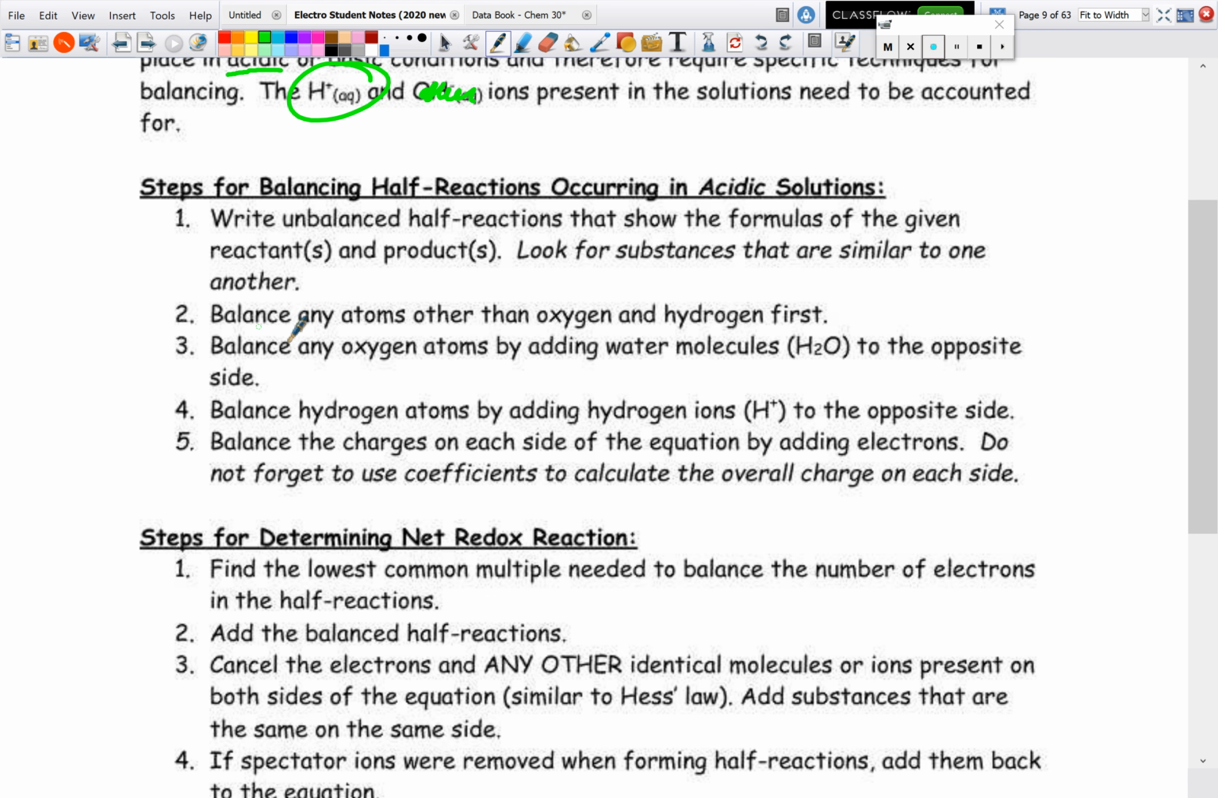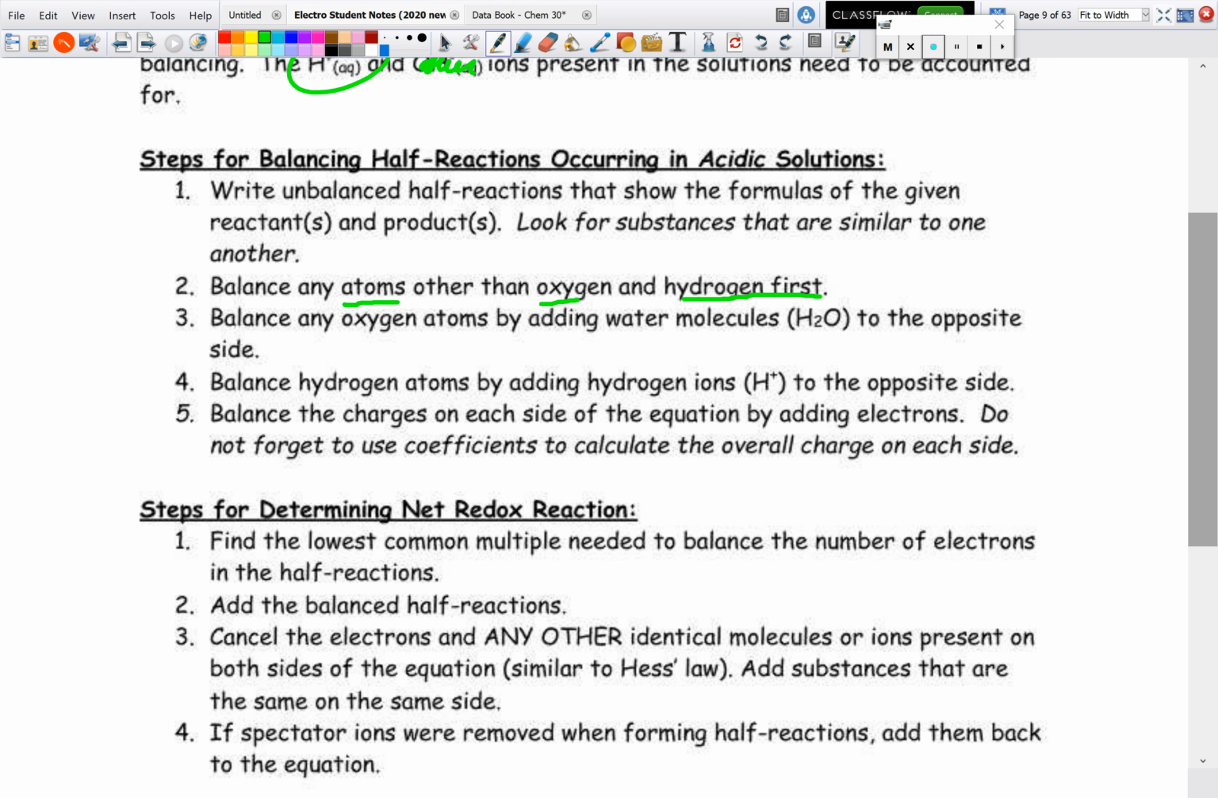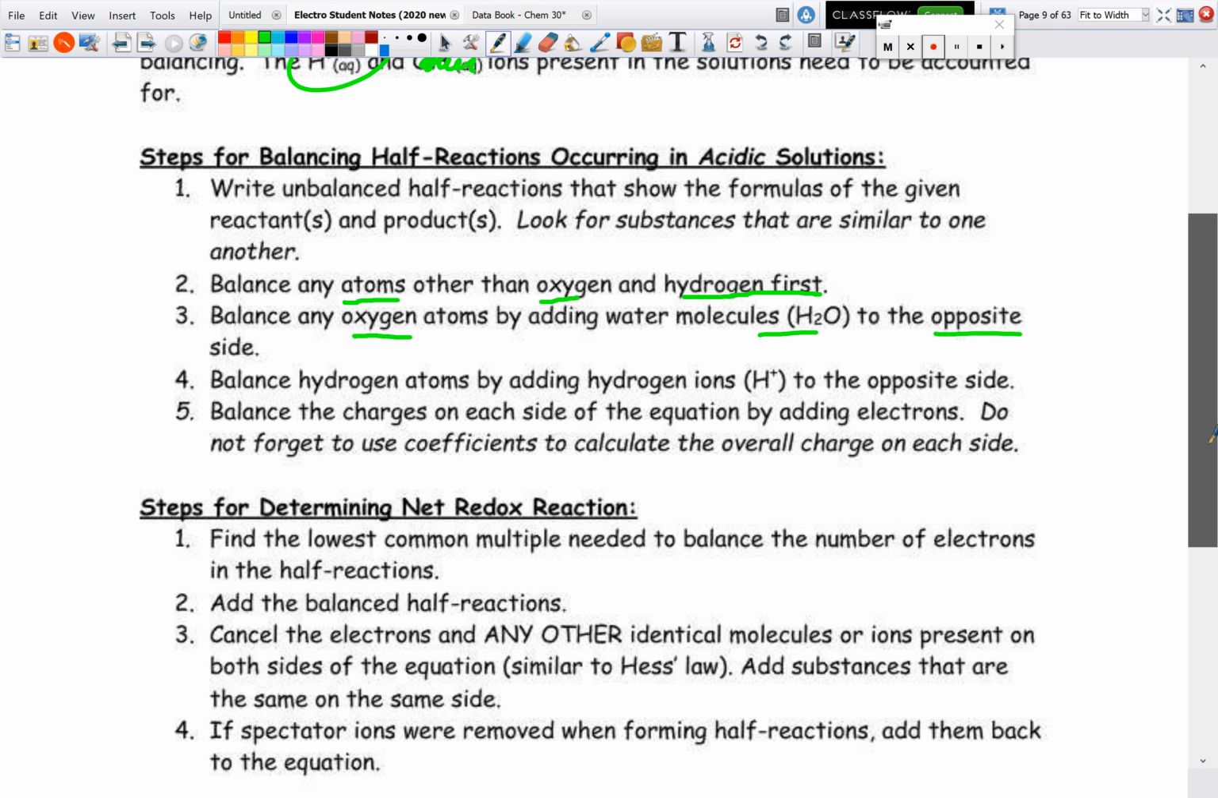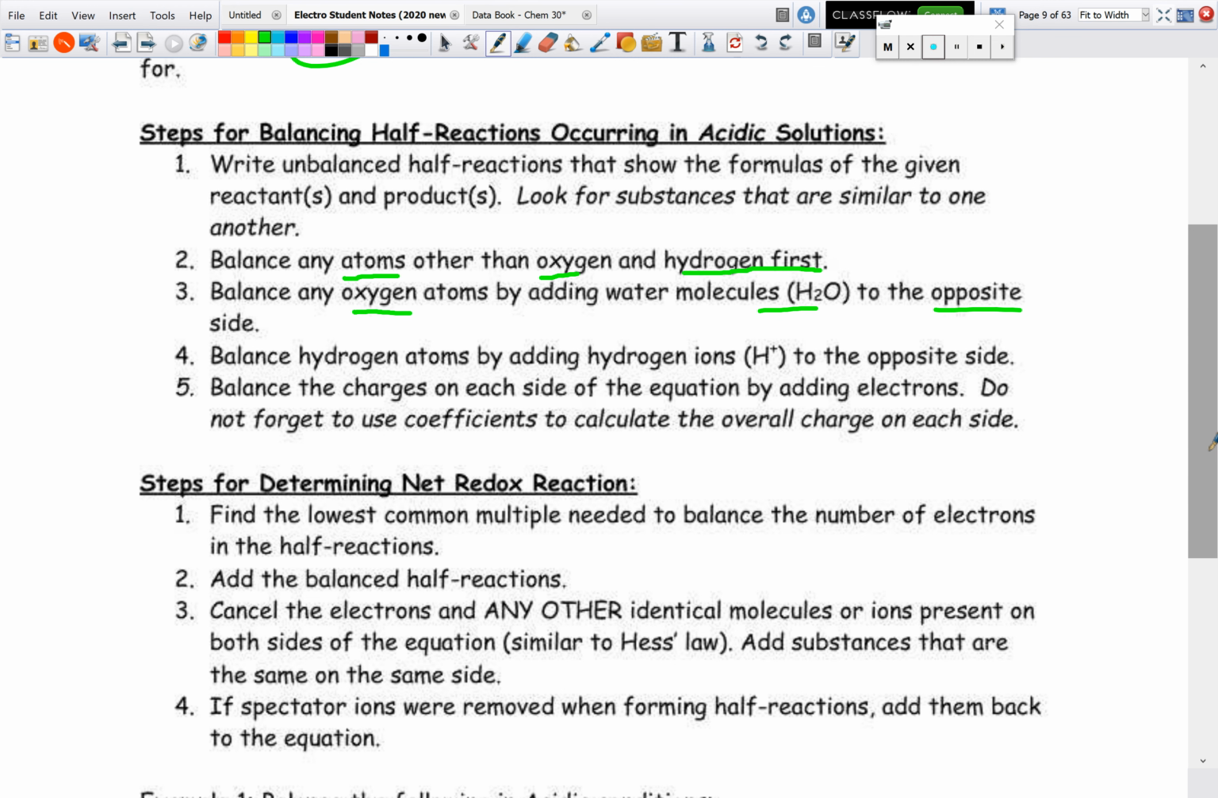So the first thing we're going to do is balance any atoms other than oxygen and hydrogen first. That just means we're going to have a quick scan, and anything that isn't oxygen and hydrogen we're going to balance. Next, we balance any oxygen atoms by adding water molecules to the opposite side of the equation. Once we do that, we balance the hydrogens by adding H plus ions, once again, to the opposite side to make sure that all the hydrogens balance out.